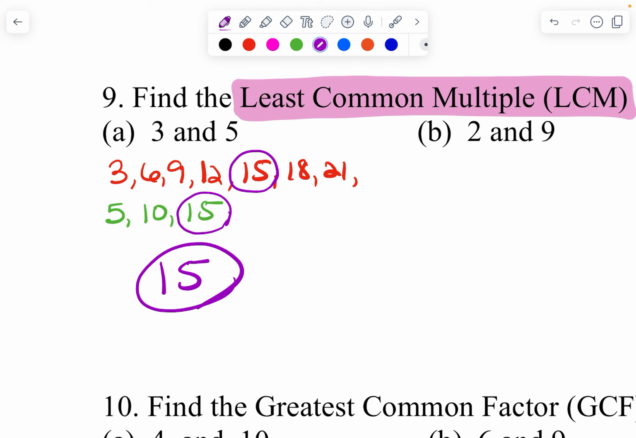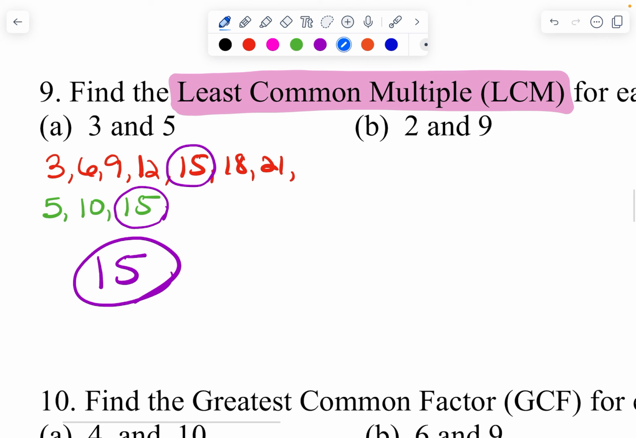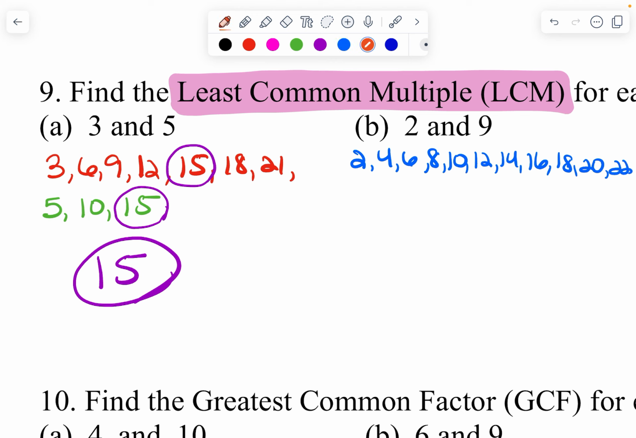Okay, I'm going to do the same method for part B, which is the least common multiple for 2 and 9. I'm going to count by 2s, count by 9s. So 2, 4, 6, 8, 10, 12, 14, 16, 18, 20, 22. If I need more, I can add more. All right, I'm going to count by 9s. 9, 18, and at that point, I'm just going to stop.